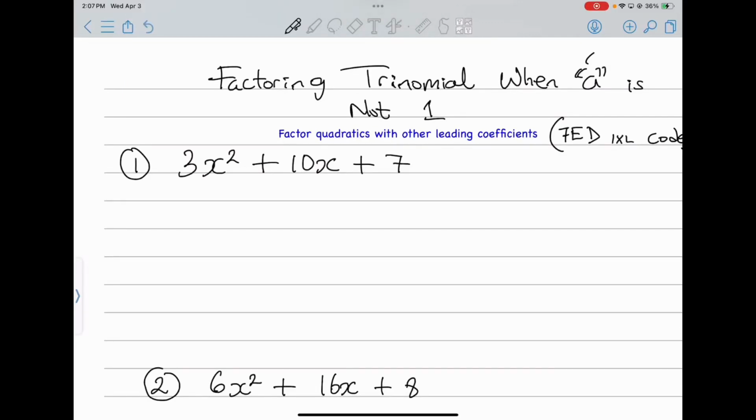Factoring a trinomial when a is not 1. And the IXL code is 7ED, okay? Now, you can see your a is not 1. So this is when we do what we call the AC method, right?